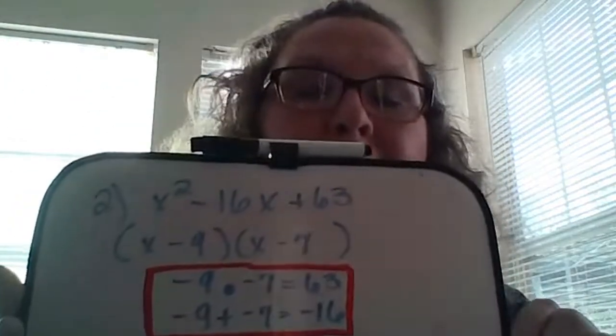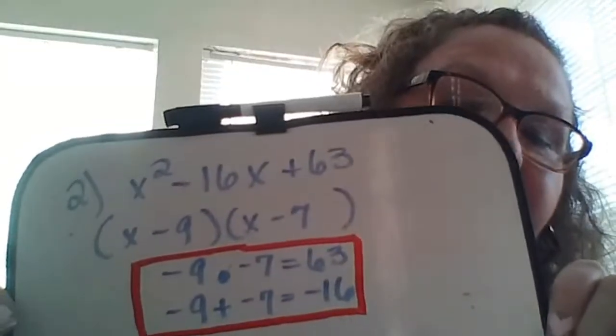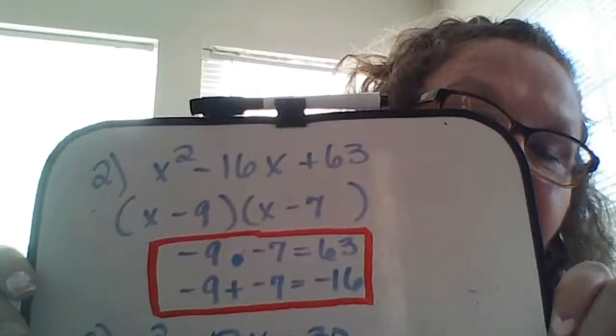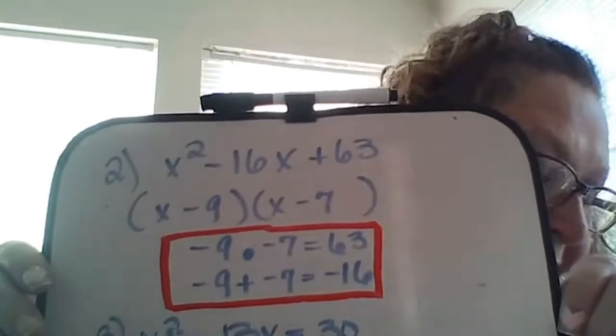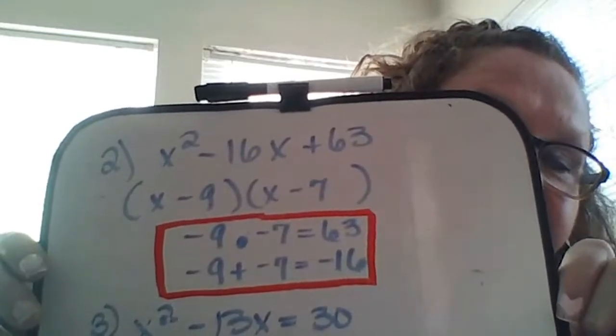The second example I have for you is x squared minus 16x plus 63. Now, thinking of the rule, you need to think of two numbers that when multiplied together will give you positive 63, and then when you add those same two numbers, it will give you negative 16.